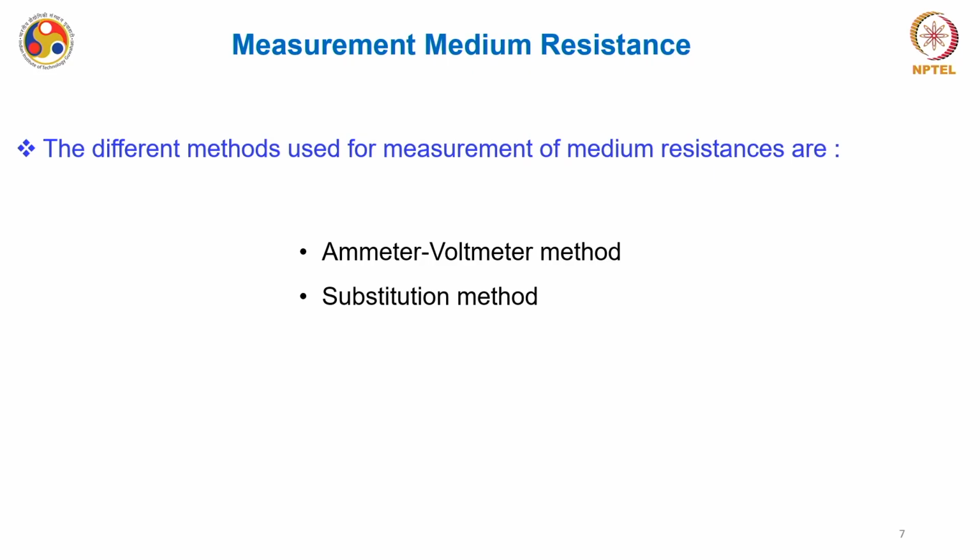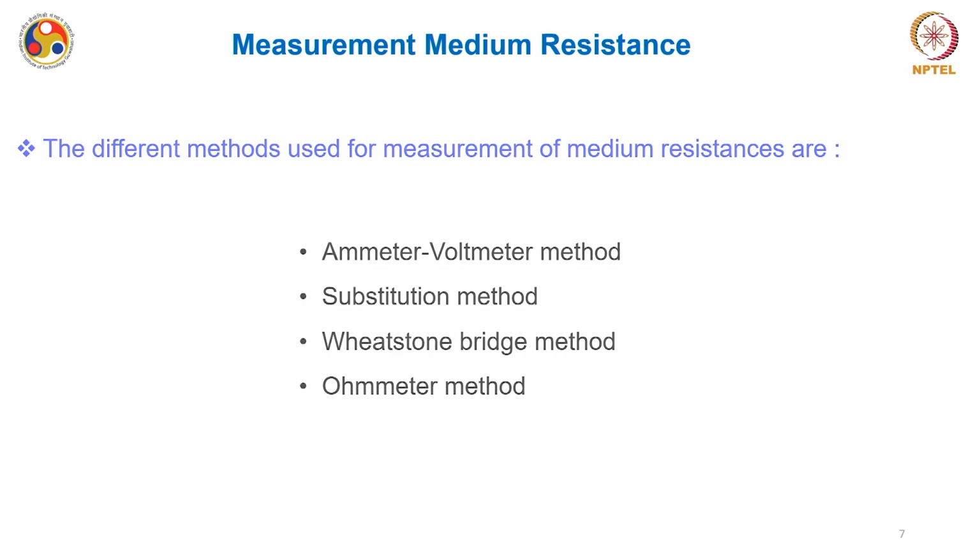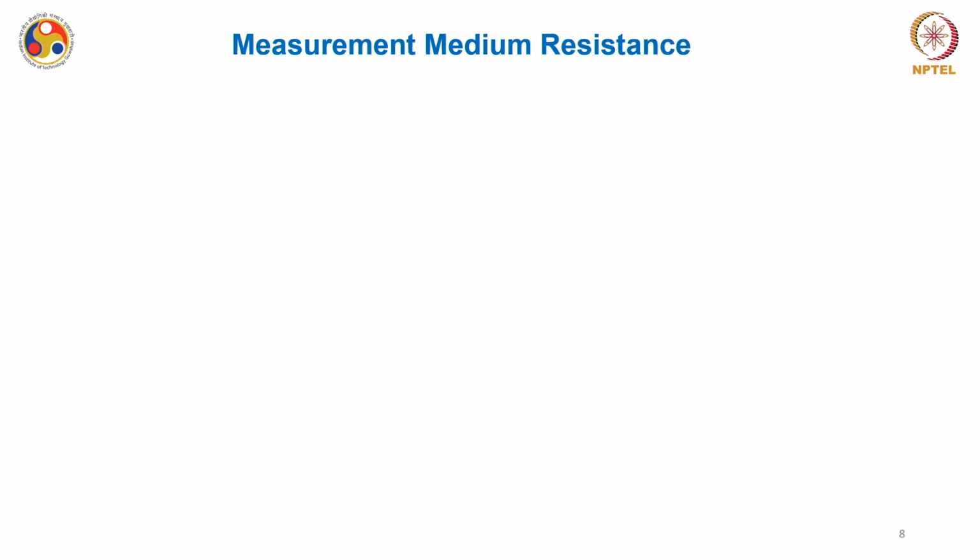The first is the Ammeter-voltmeter method. Then we have the substitution method, the Wheatstone bridge method, and then the ohm meter method. We will discuss some of these techniques to measure medium resistance, and once we have the foundation for medium resistance, we will go ahead to measure low resistance as well as high resistance values.